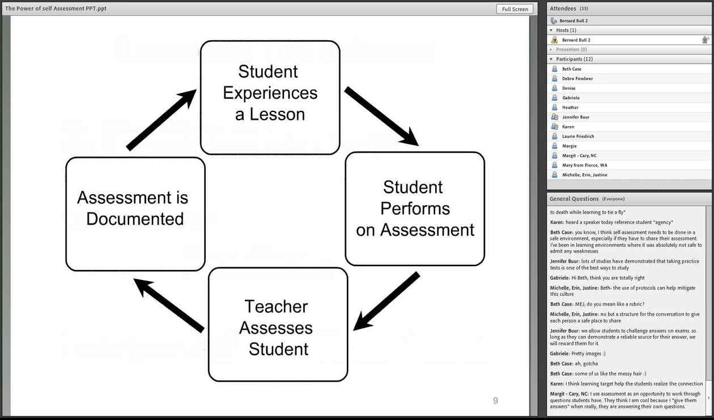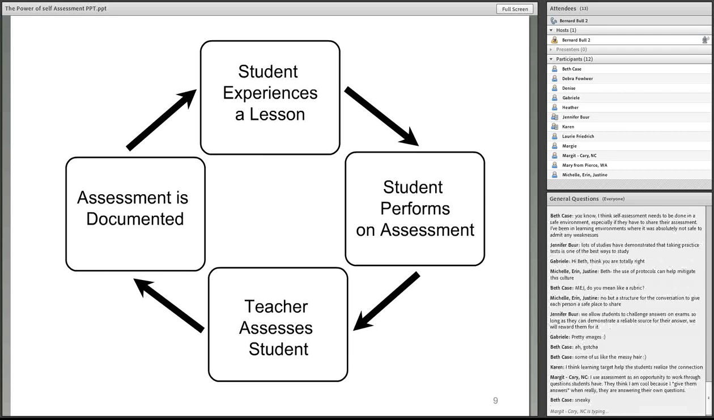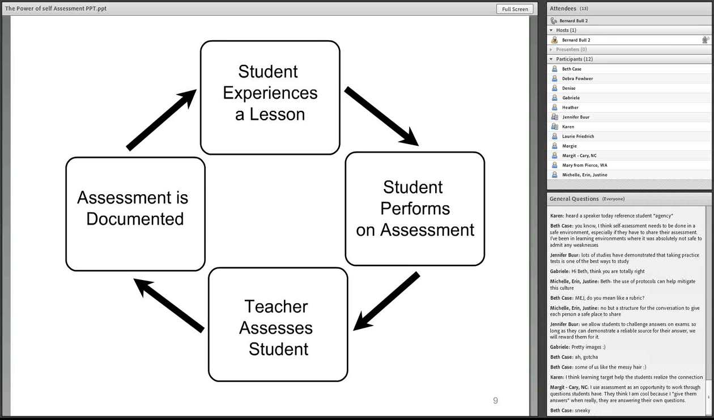Oops, I'm going to skip this slide for now. Okay, so let me take you through this slide for a moment, and we'll start at the top. This slide represents a common approach to a learning experience. 1, the student experiences a lesson. 2, the student is asked to perform on some sort of assessment, formative or summative. 3, the teacher assesses the student. And then finally, the assessment is documented, and oftentimes that contributes to some sort of final grade.